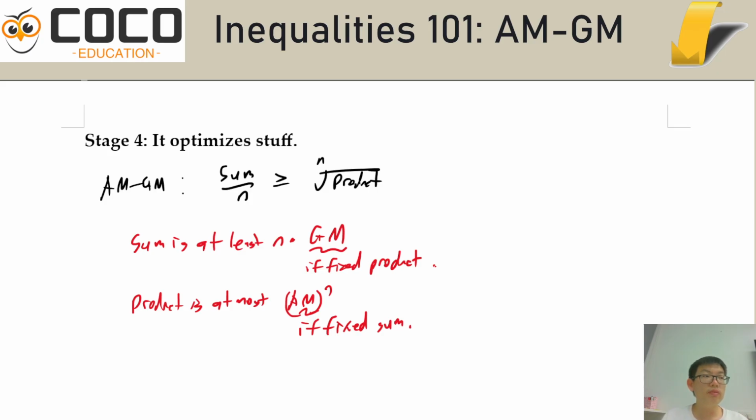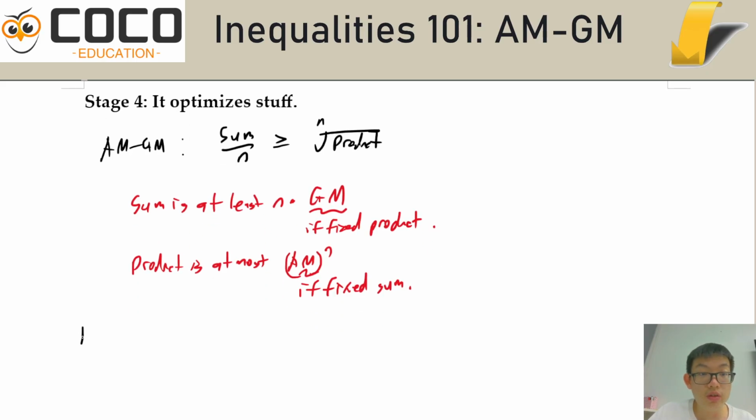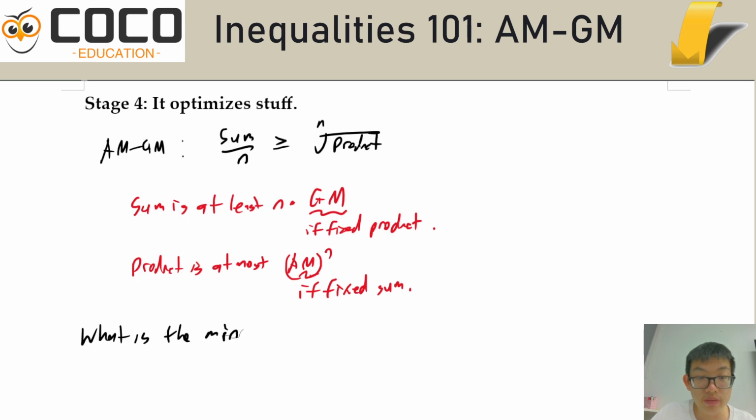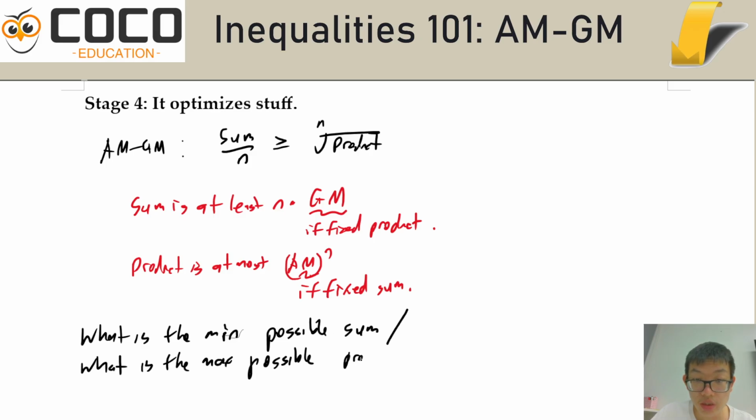You have the sum, you have the product. Therefore, if the question asks you, what is the minimum value of some sum? Or what is the maximum possible product? Then you will use AM-GM to hopefully get your answer.